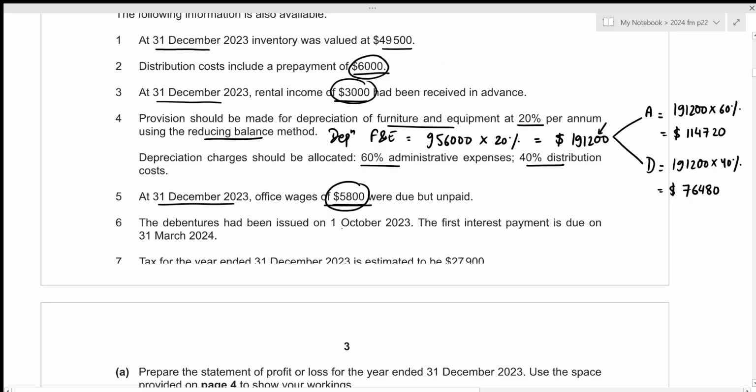Then the debentures have been issued on 1st October 2023. The first interest payment is due on 31st March 2024. So for our current year, the ending date is 31st December 2023, which means that this debenture has been used for the months of October, November, and December. So we need to calculate the interest on the debenture for these 3 months. Let's calculate it.